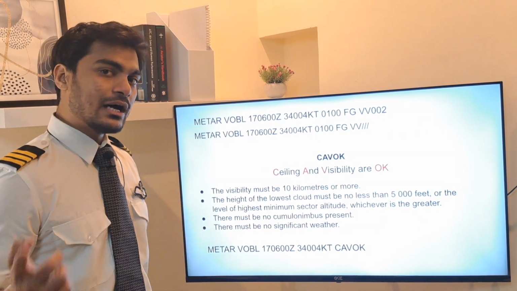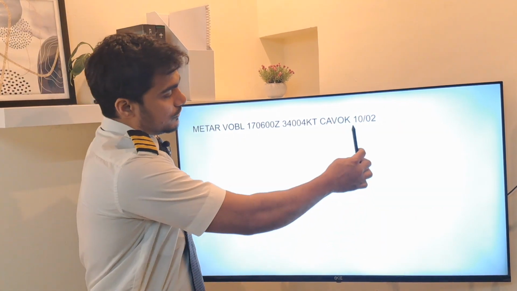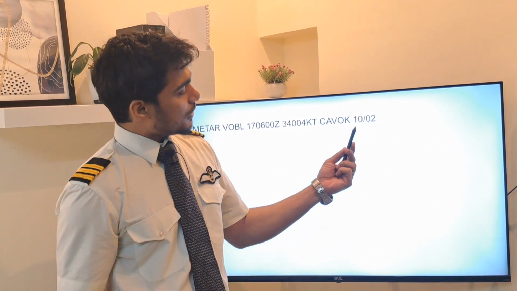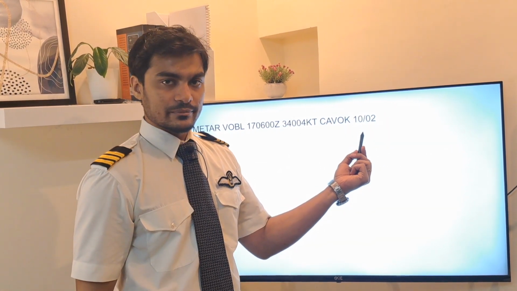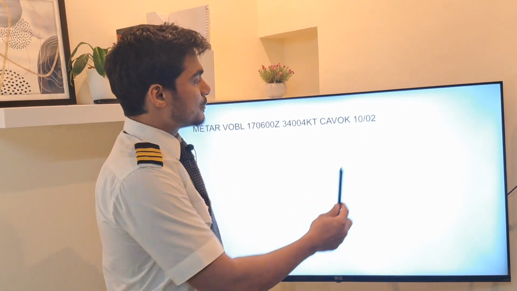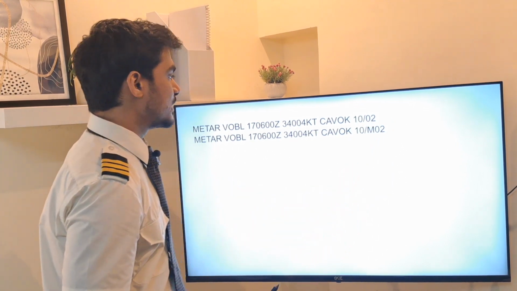Now let's look at another element in a METAR. Over here, after CAVOK, the one that we see, 10/02, the first two denote your outside air temperature, the next two denote your dew point temperature. That is, outside air temperature 10 degrees Celsius, dew point 02 degrees Celsius.